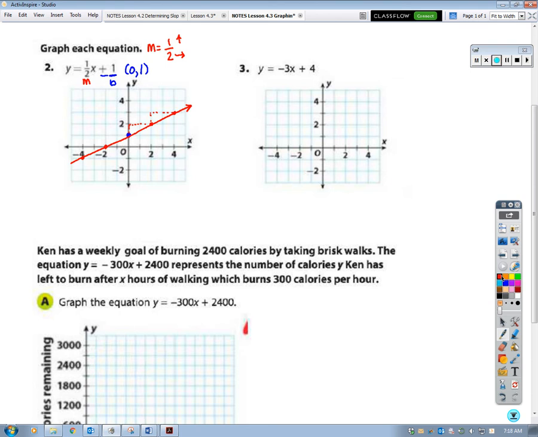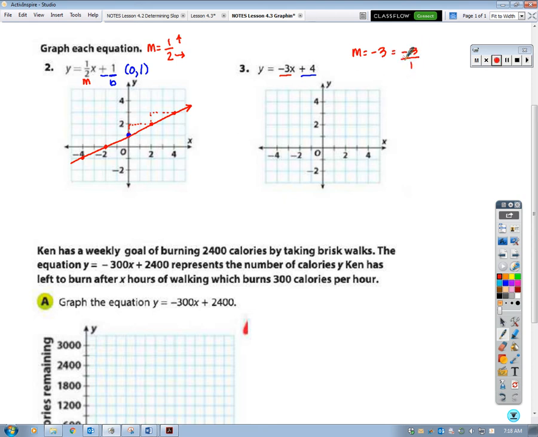Okay, so hopefully you paused the video and tried this. We're going to look at this equation again. We've got y equals mx plus b. M is -3 and b is +4. So that's telling me my slope is -3 or -3 over 1.